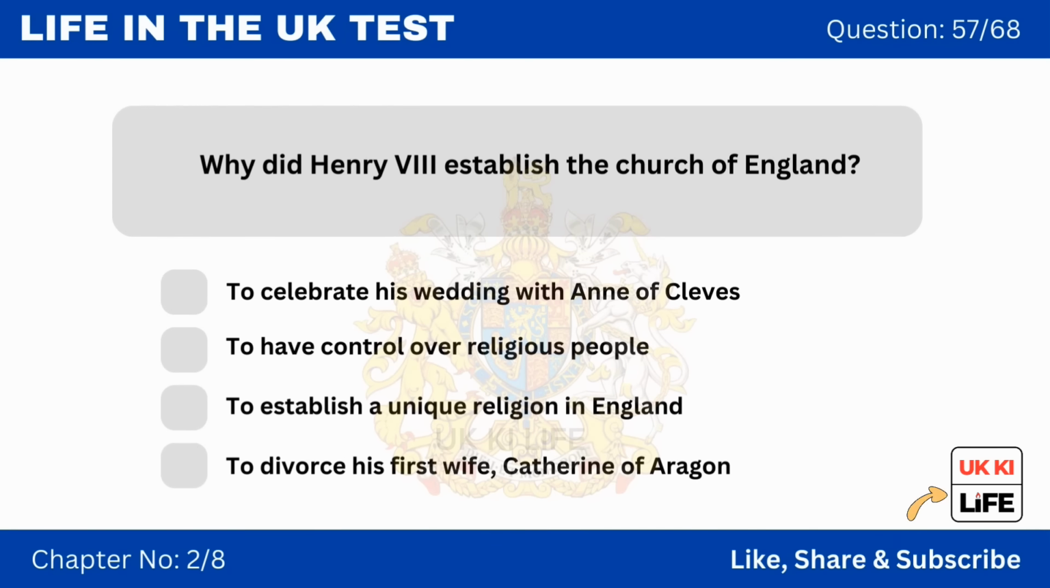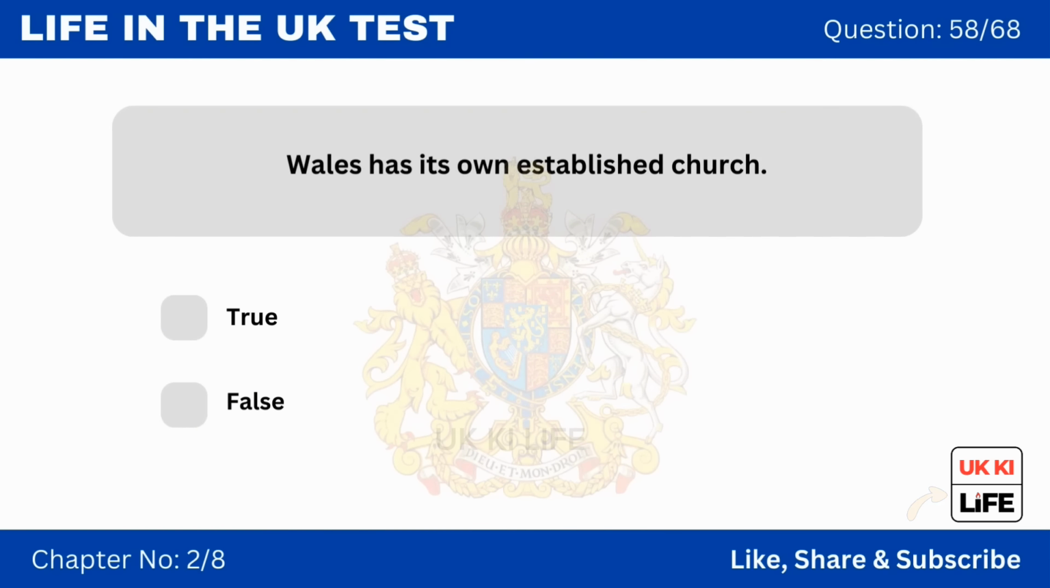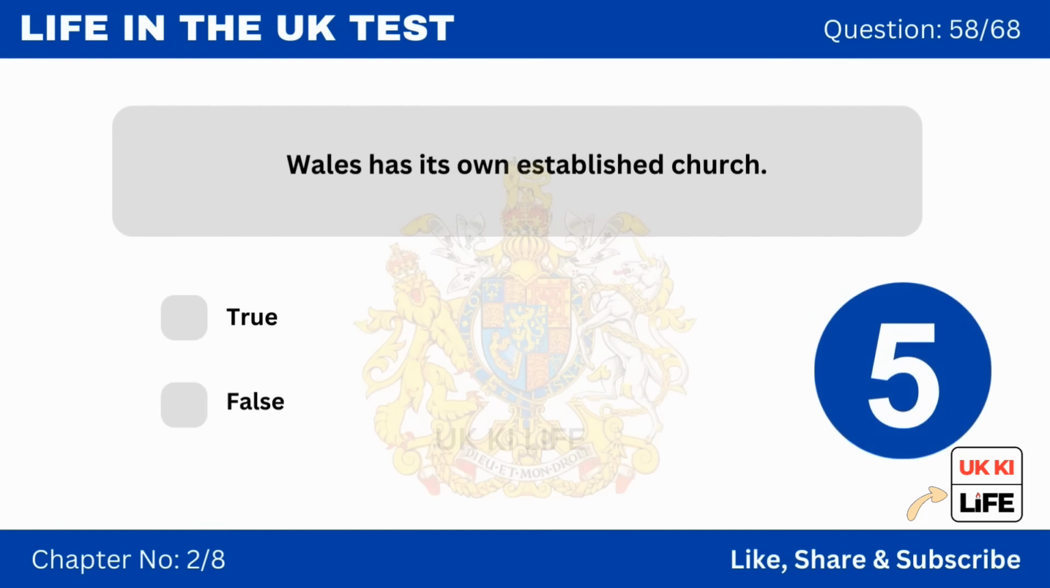The correct option is D. Explanation. To divorce his first wife, Henry needed the approval of the Pope. When the Pope refused, Henry established the Church of England. Question 58. Wales has its own established church. True. False.